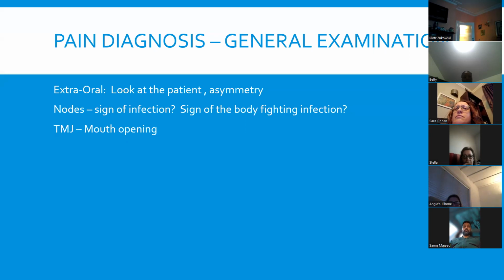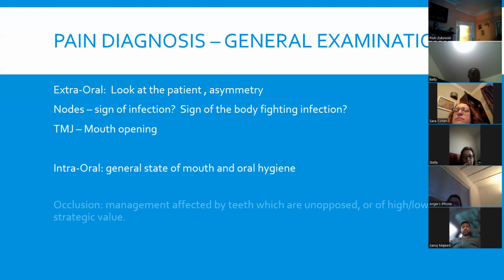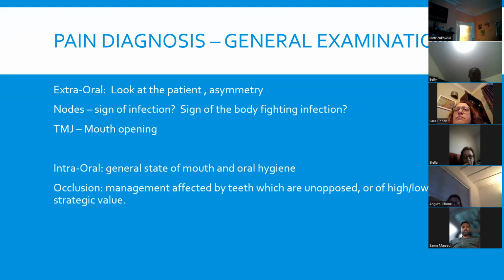TMJ, can they open their mouth properly? This isn't for every single patient, but if it's relevant and they can't open their mouth properly, you will have noticed that. General state of the mouth and oral hygiene, you don't need to write all this down, but you've got some sort of awareness of whether it's a clean or dirty mouth. Occlusion, management of a tooth is affected by unopposed teeth or high, low strategic value.